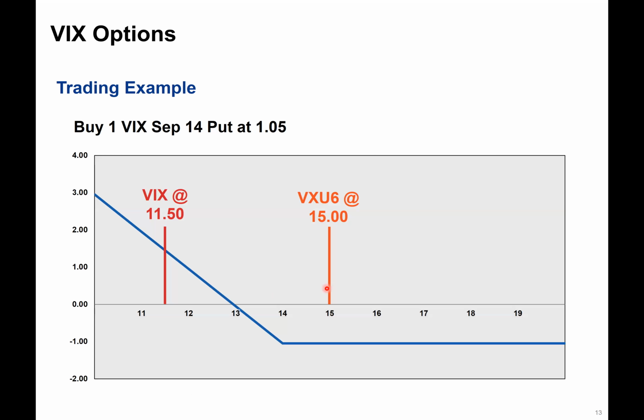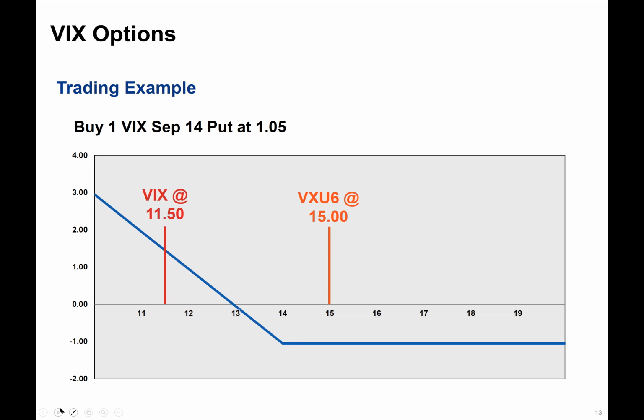And this is what the payoff diagram looks like. I think this really illustrates the point that I've been trying to get across. This is where the futures contract was, $15. And this is where spot VIX is. And this is the payoff diagram for being long the VIX September 14 put and paying $1.05 for it. And there's our break even at 12.95, and there's a really nice profit if VIX doesn't move at all. So this is a great way, if you think spot VIX is going to remain low, and the futures are at a nice premium, that you can actually put a trade on to benefit from that.